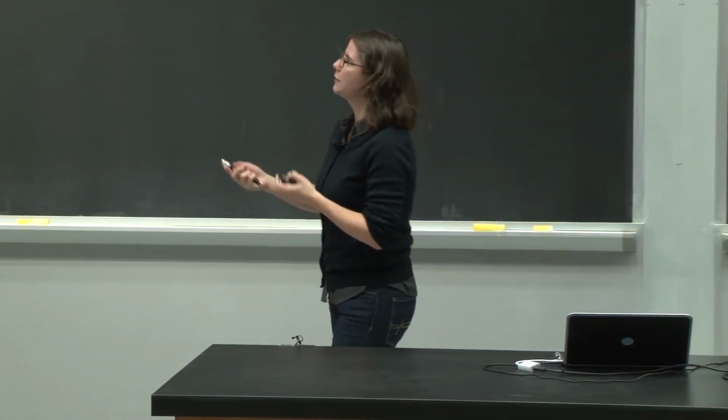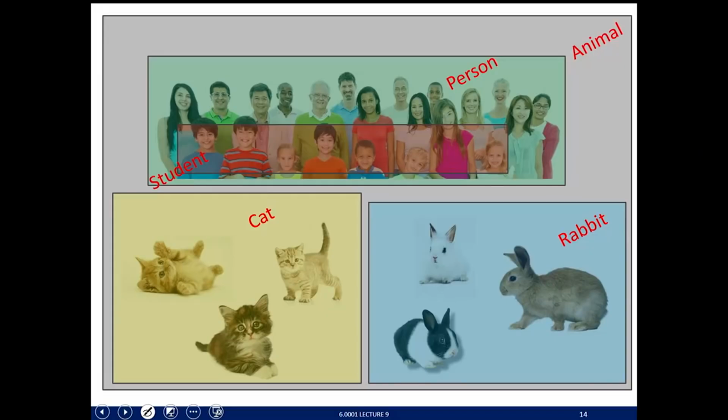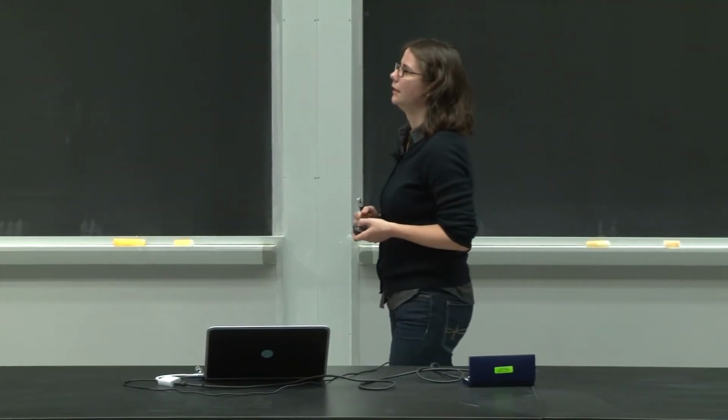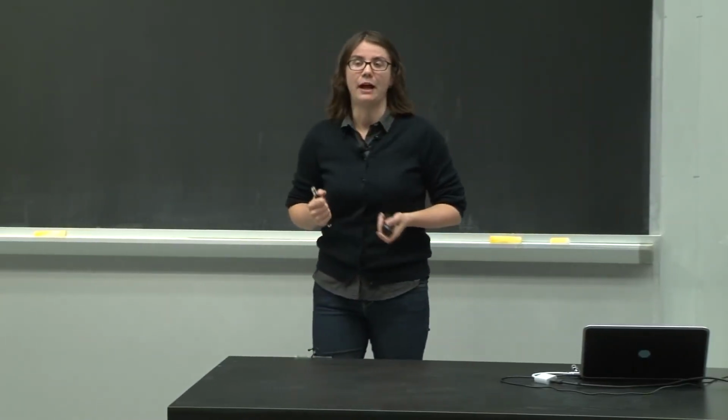So on top of these, we can add another layer and say that a student is a person and is an animal, okay? But in addition to having an age and maybe also having a list of friends, a student might also have a major, or they're pretty young, so maybe their favorite subject in school. So that's the general idea of hierarchies.